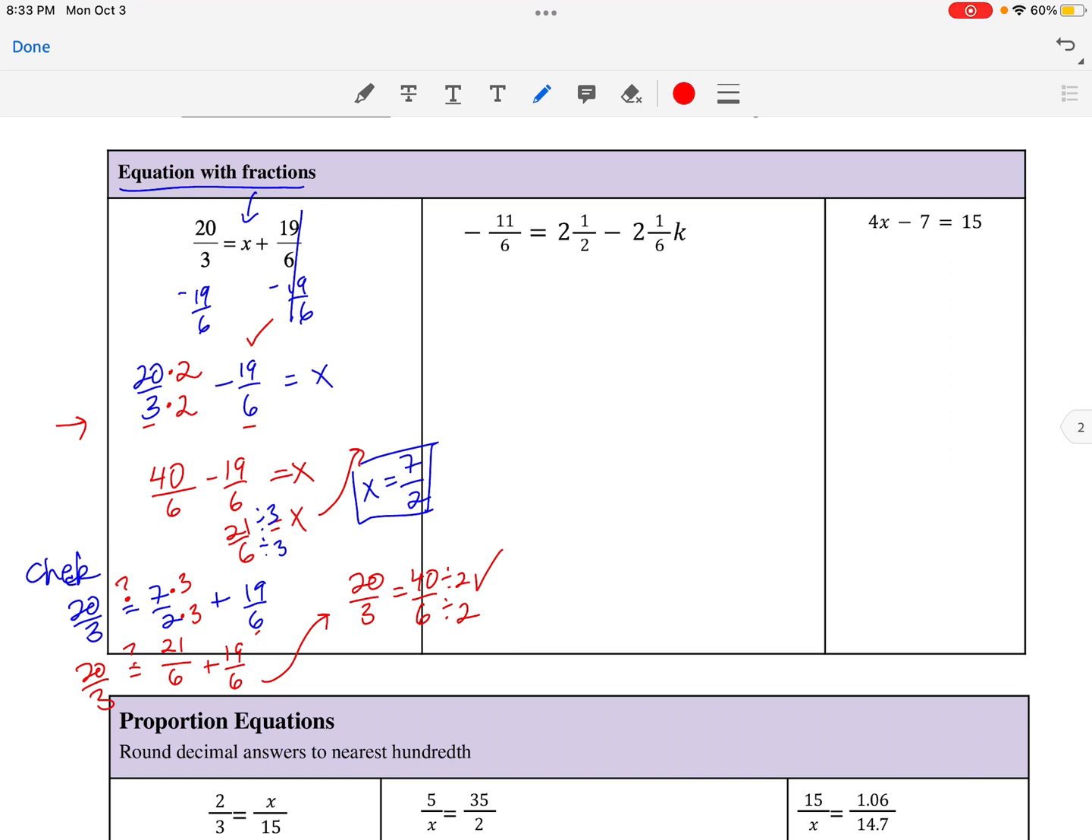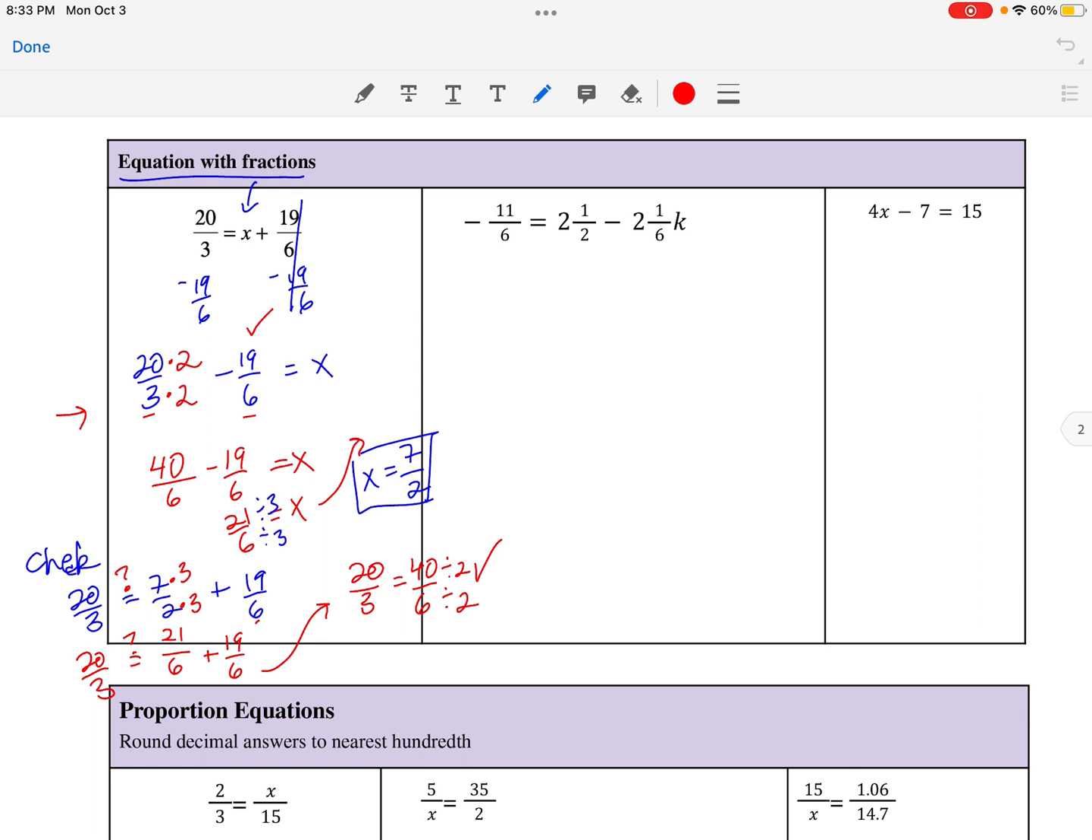Okay, this next one here, we have mixed numbers. So we're going to make a note to ourselves up here. We're going to say when you have mixed numbers and we're working with them in algebra with equations, we're going to convert mixed numbers to improper fractions. Okay, so let's go ahead and do that. So this side is good. It's already an improper fraction.